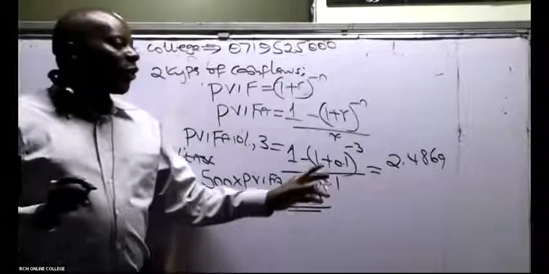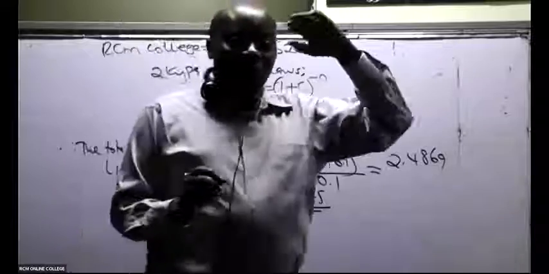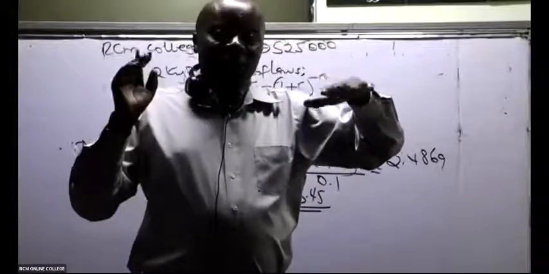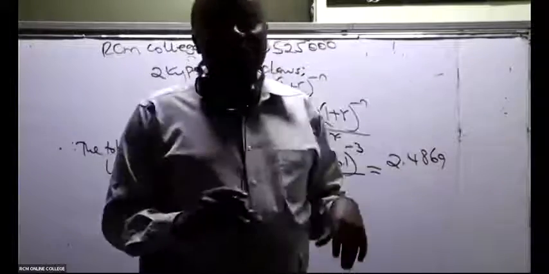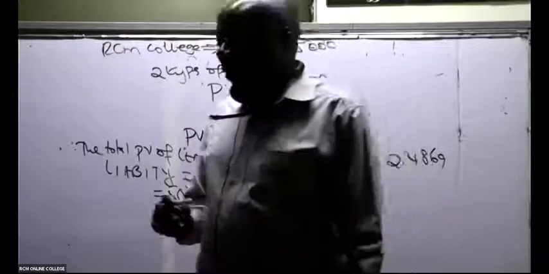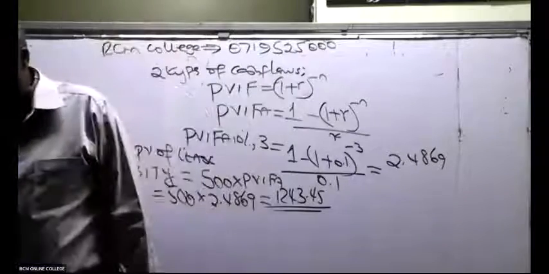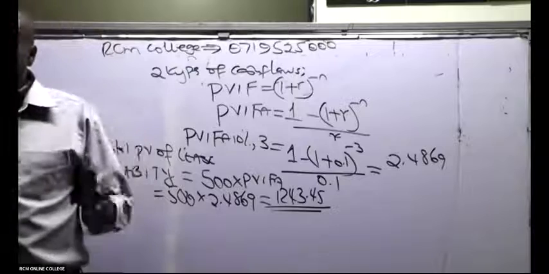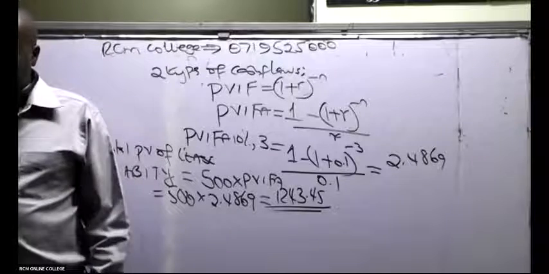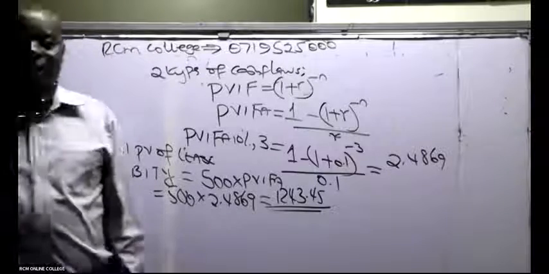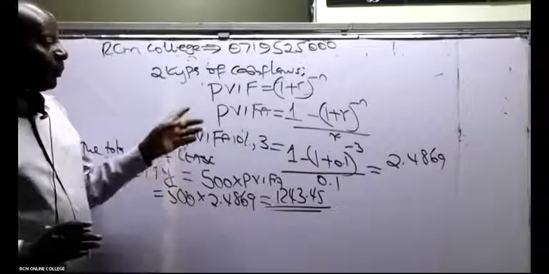So is this answer very close to the one that we got using the other method? Apart from rounding off errors, we expect them to be exactly the same.